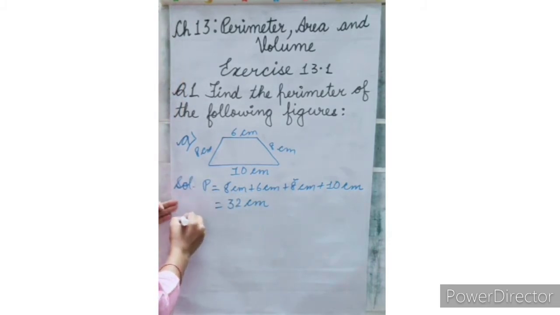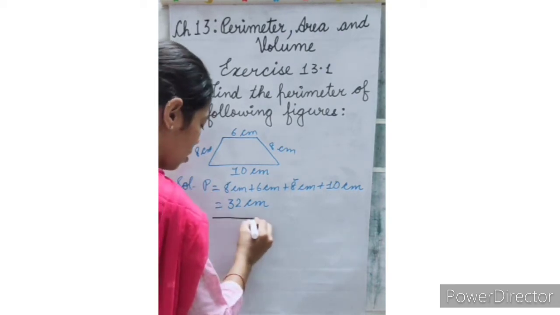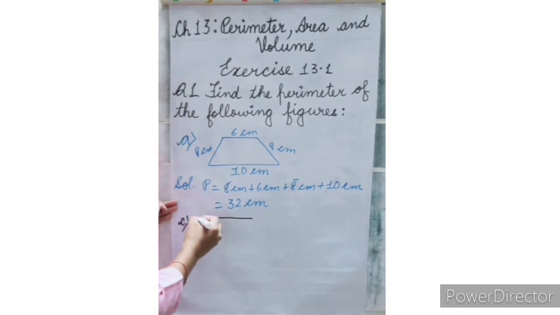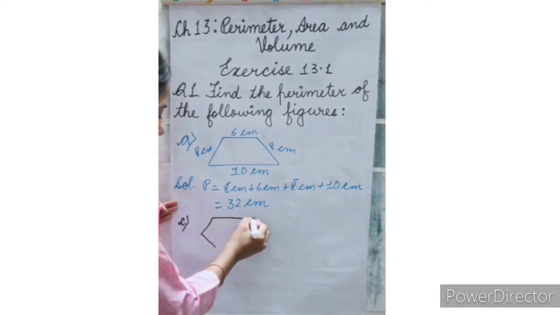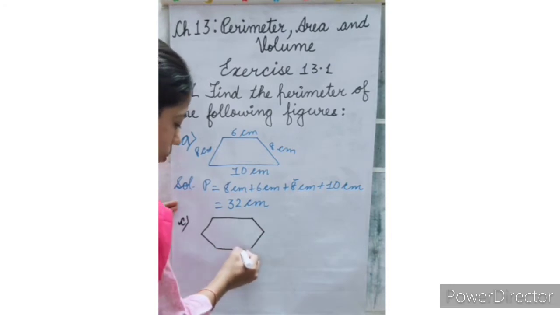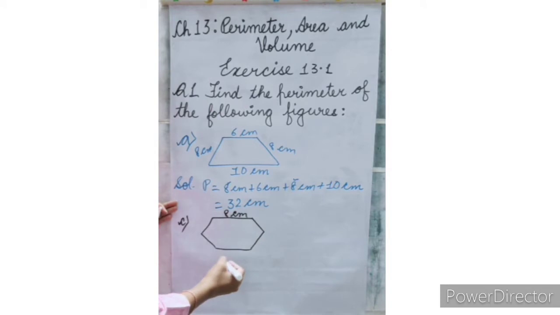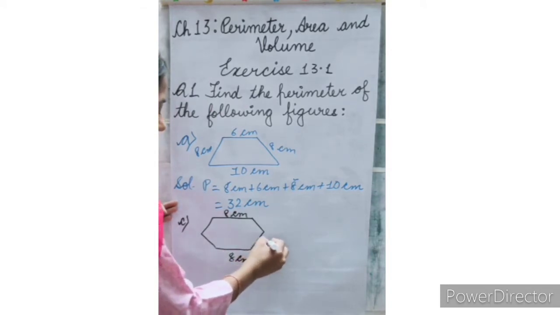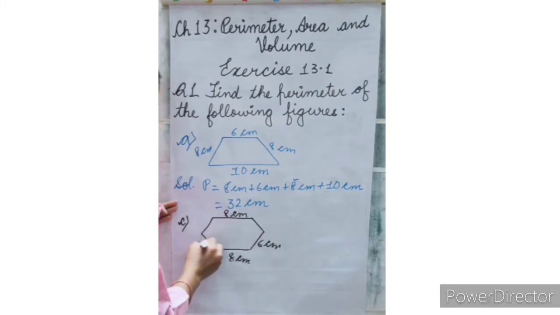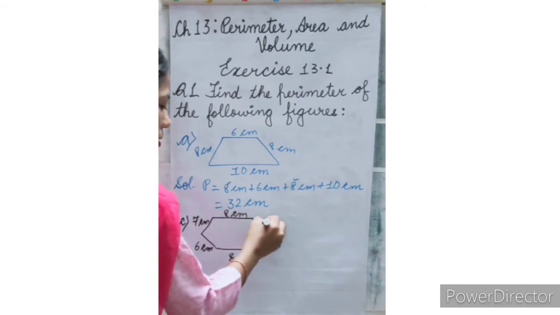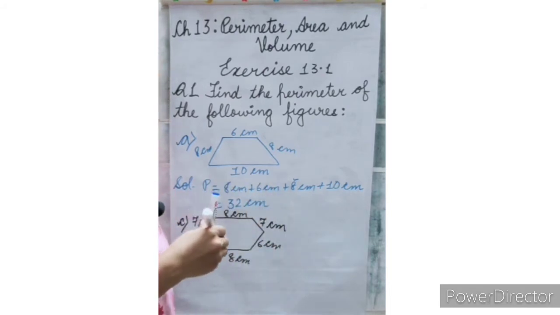Now let's do part C. B and D you will do as revision work. Part C is like this. Eight centimeter, 8 centimeter, 6 centimeter, 6 centimeter, 7 centimeter and 7 centimeter. Now we have to find its perimeter.